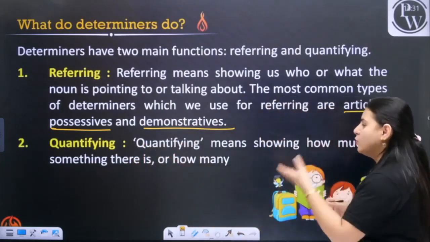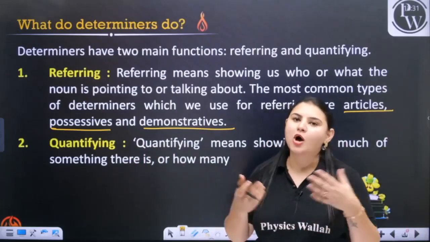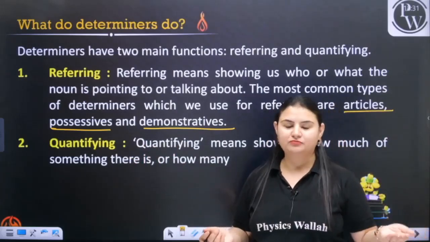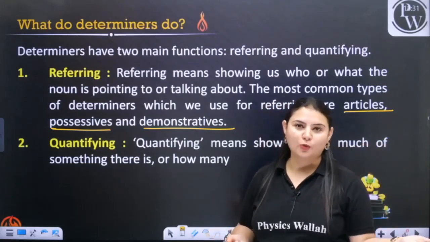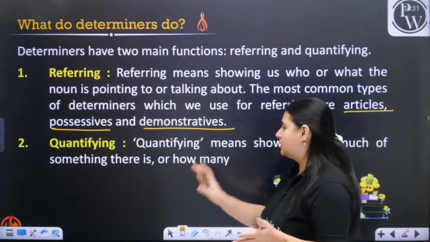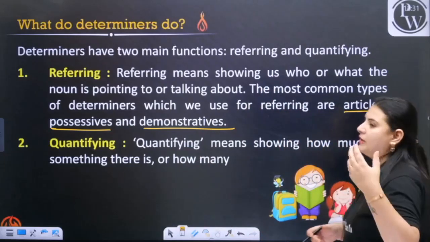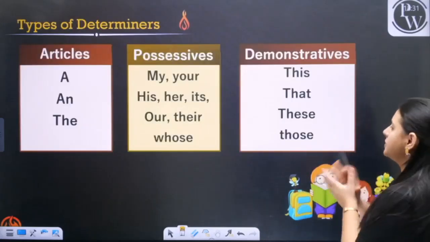And quantifying, what does quantifying mean? Quantifying means showing how much or how many the things are. It is telling us the quantity of the noun. So, there are two types of functions. One is referring and the other one is quantifying. We'll learn more about it. Let's learn the types of determiners.